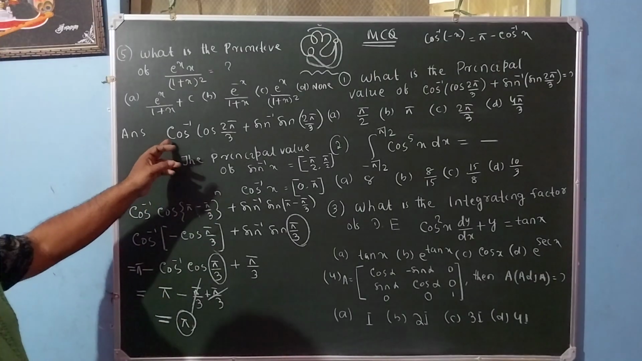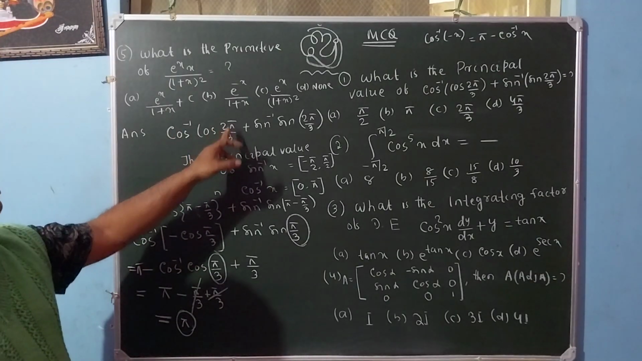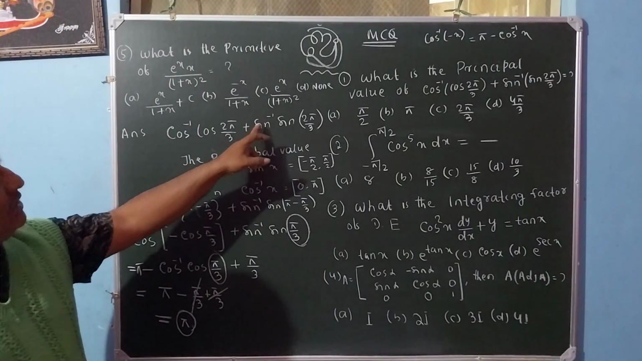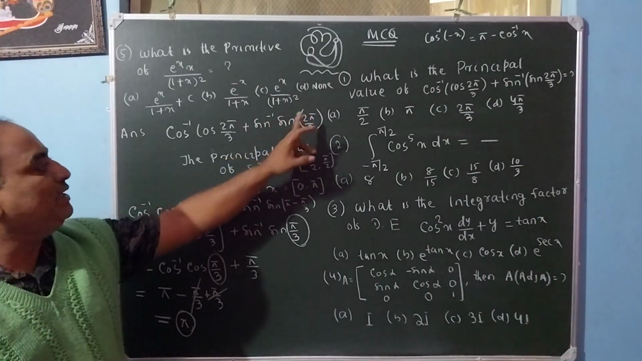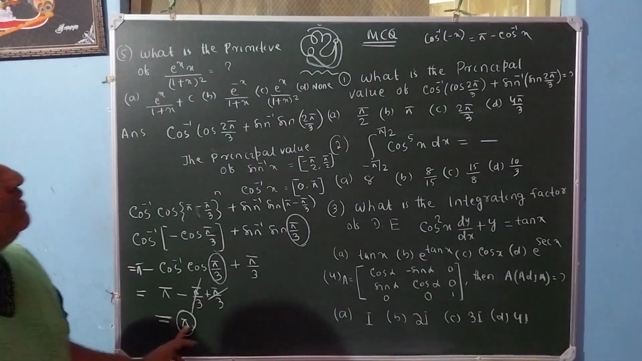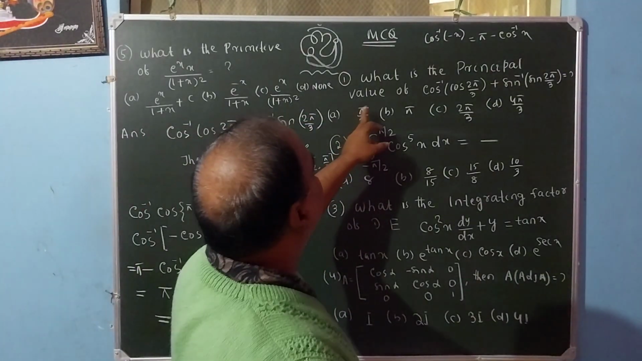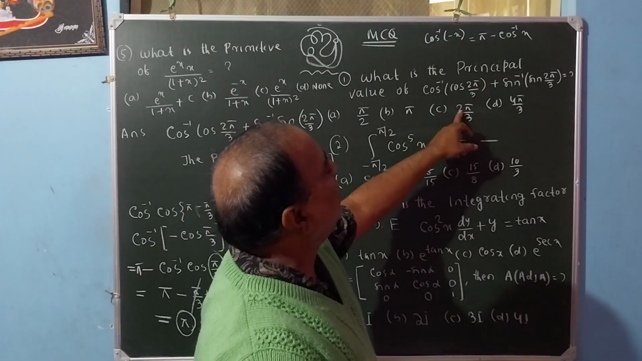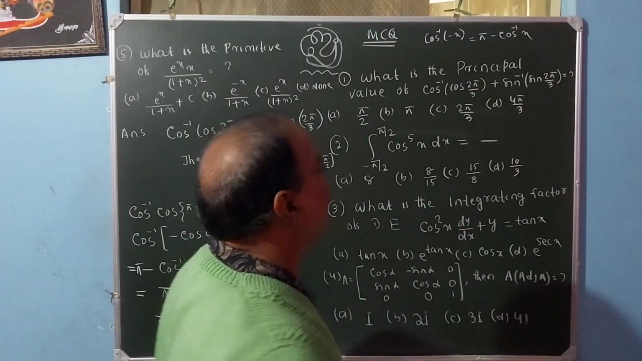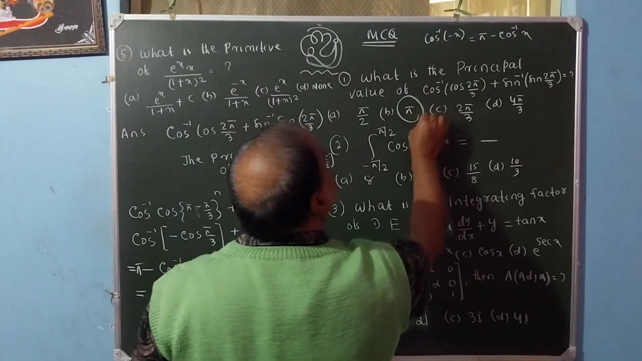So the principal value of cos inverse cos 2 pi by 3 plus sin inverse sin 2 pi by 3 is pi. So in the choices pi by 2, pi, 2 pi by 3 and 4 pi by 3, the correct answer is pi.